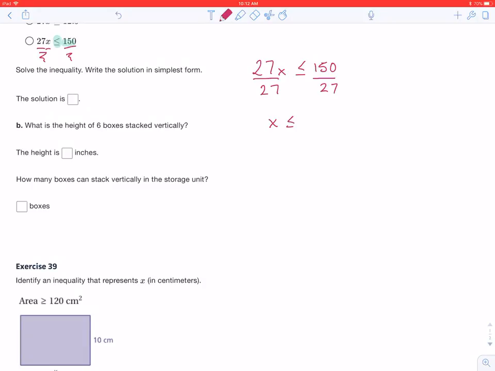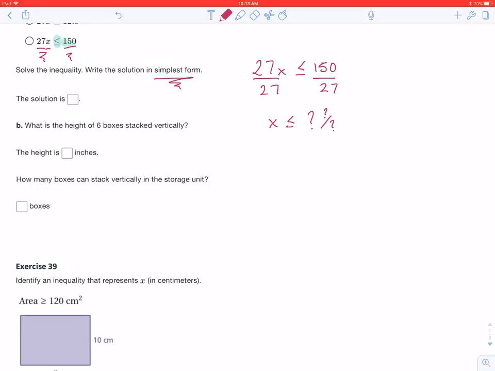We don't have to flip the sign. And then we need to put our answer as a mixed number is what it wants, and make sure that it's also in simplest form. So we need to do 150 divided by 27, and then place that answer in simplest form. That would be the solution to the inequality.